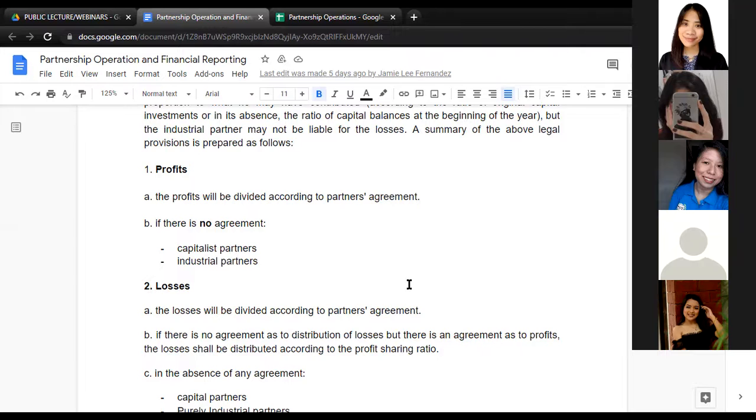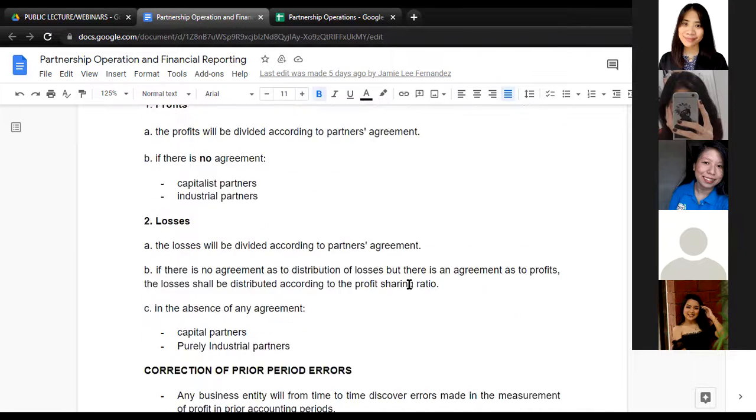Industrial partners, if any, such shares as may be just and equitable under the circumstances, provided that the industrial partner shall receive such shares before the capitalist partner shall divide the profits. For example, si partner D ay isang industrial partner. So, meron kayong profit. Bago nyo i-distribute yung profit sa capital partner, unahin mo na bigyan si industrial partner.